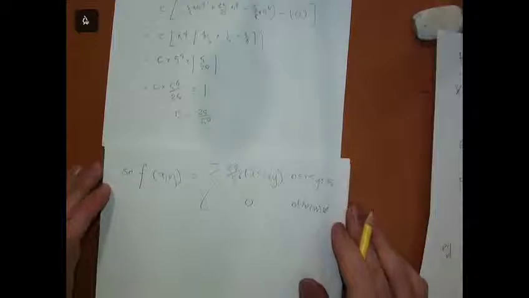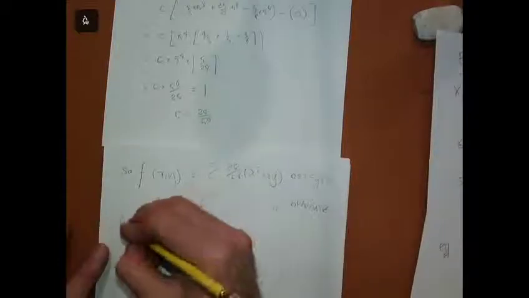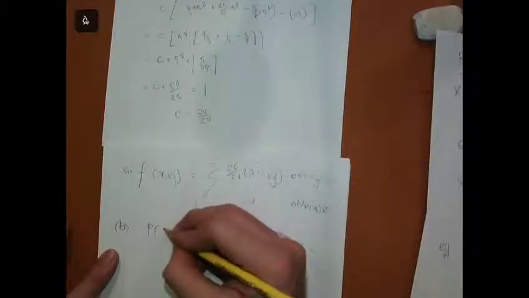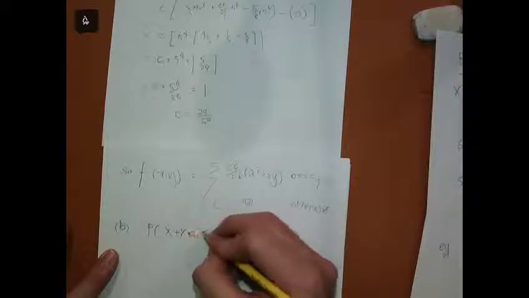Okay. All right, well, part B asks me to find the probability that x plus y is less than 3. Okay, so what I need to do is find all the probabilities that go with that fact that x plus y is less than 3, and add them all up.